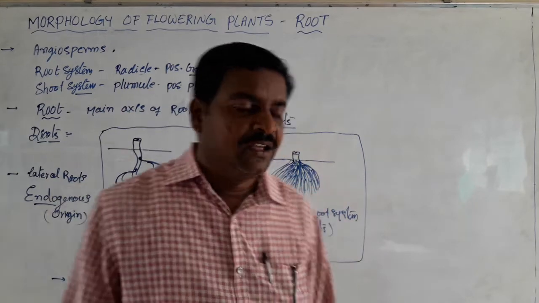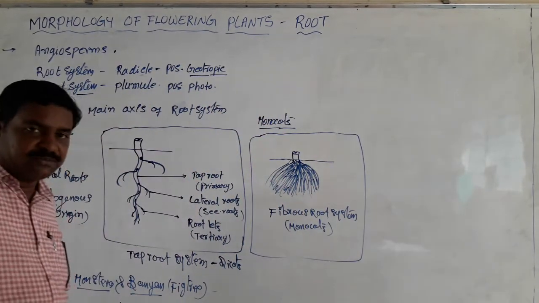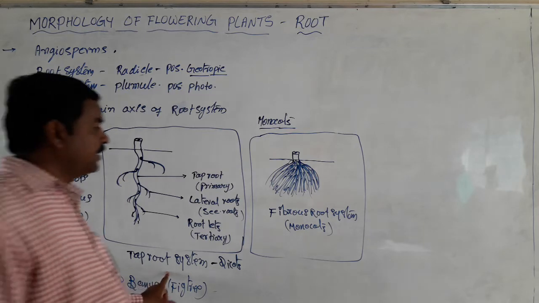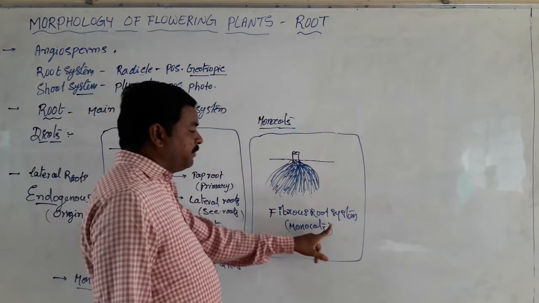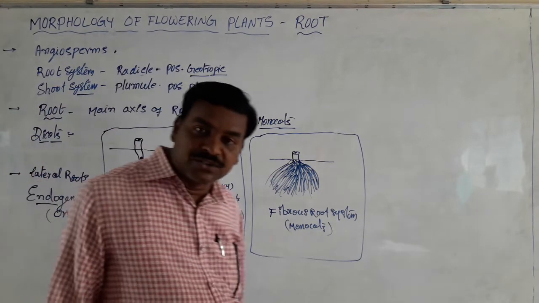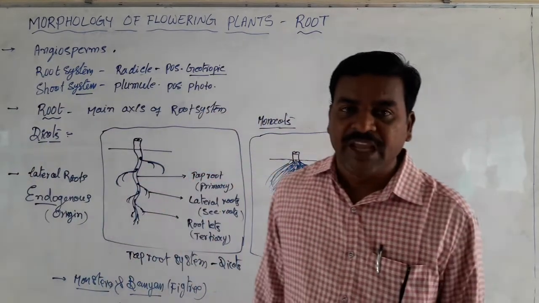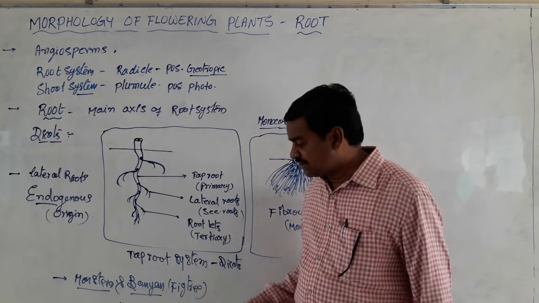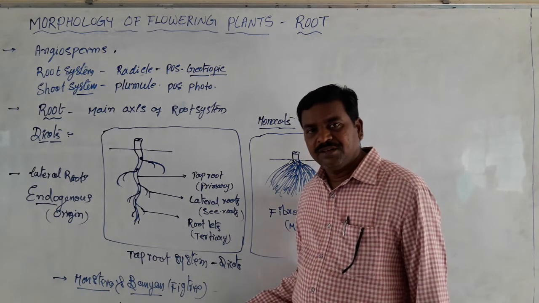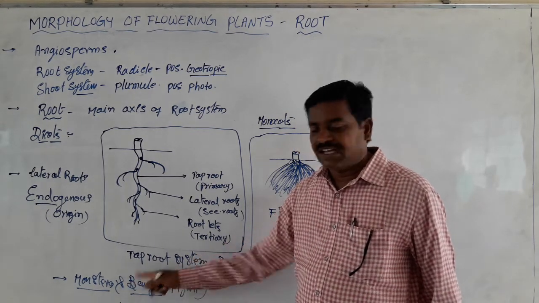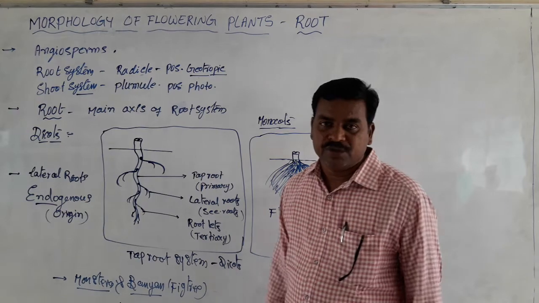In this way, there are two types of root systems in angiosperms: in dicots, the taproot system, and in monocots, the fibrous root system. In addition to these two systems, there is another root system which is developed from any part of the plant body other than the radicle. That is called the adventitious root system. Some examples for this system are Monstera and the banyan tree.